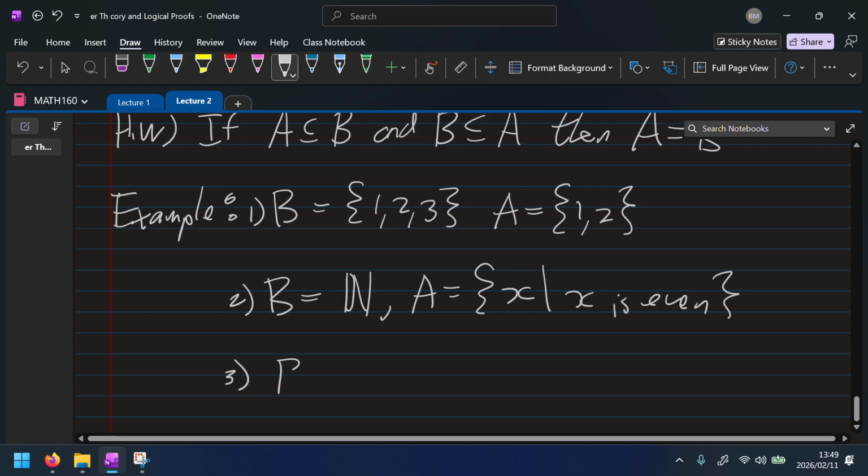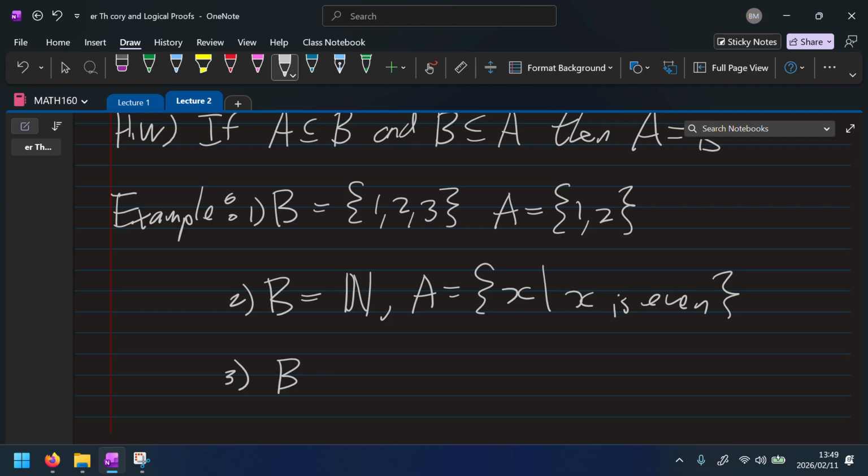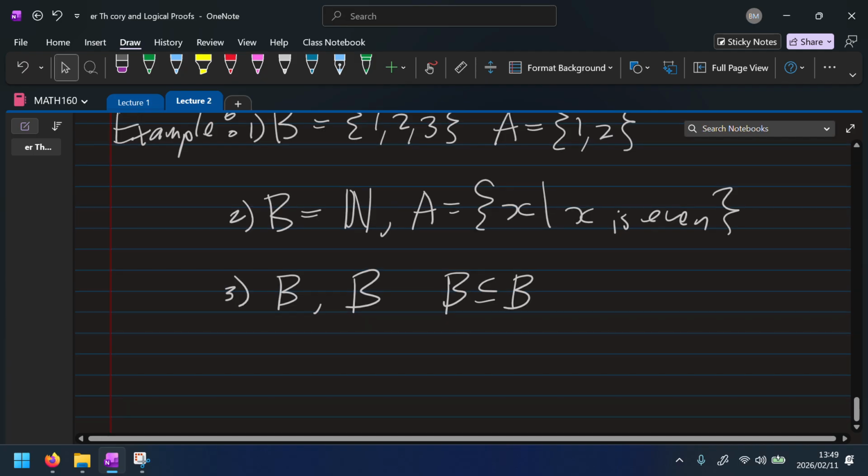Okay, number 3. B, so we just have the set B and we have itself. So we have two sets, B and a copy of B. And the question is, is B a subset of B? Well, we just check the conditions. So we take an element from B. Is it in B? If I take something from B, is it in B? Yeah, obviously. So B is a subset of B. It satisfies the rule. So any element of the set is also in the set. So B is a subset of B.